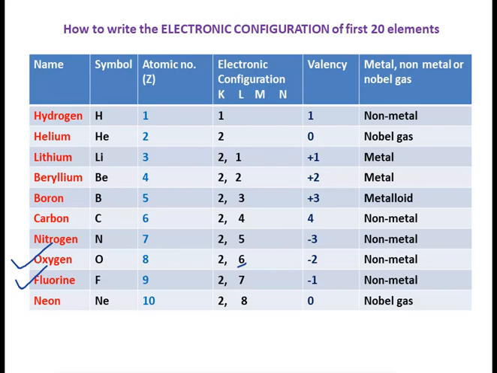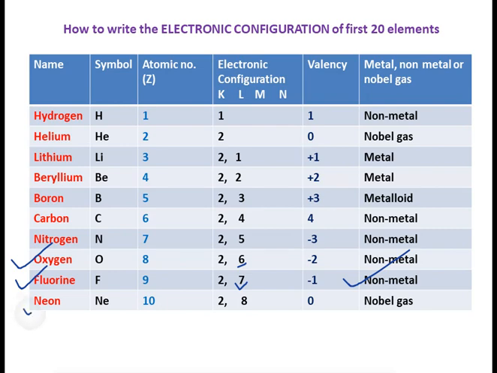So 2 will be present in the K shell, 9 minus 2, 7 electrons are left that are present in the L shell. So it is having 7 electrons in the outermost shell. How many electrons does it need to become stable? It needs only 1 electron to become stable. To make it 8, it needs 1 electron. So it will have a valency of -1 and it is a non-metal.